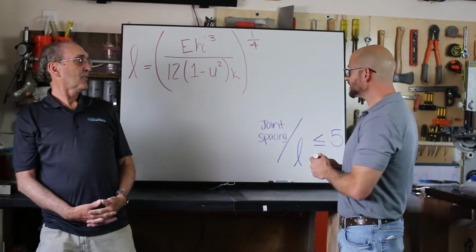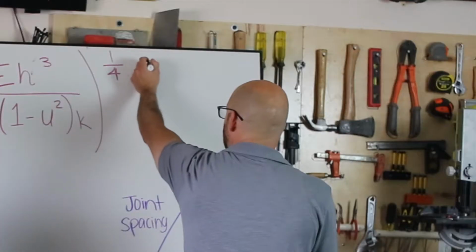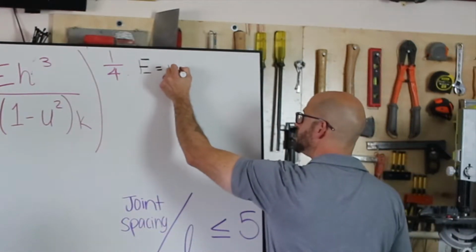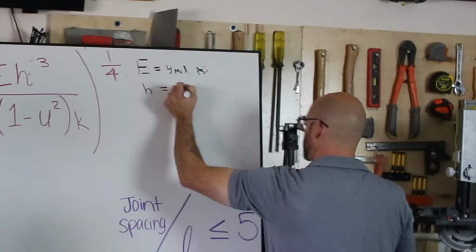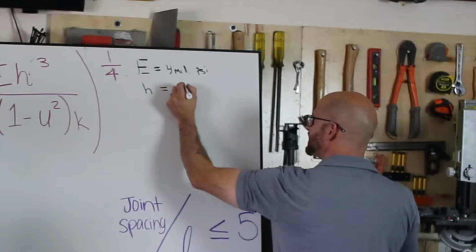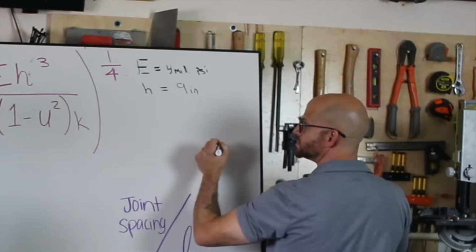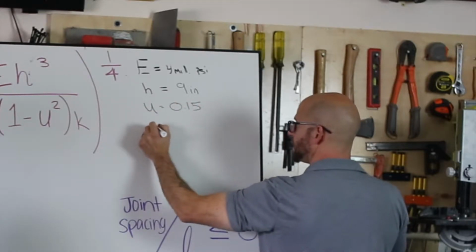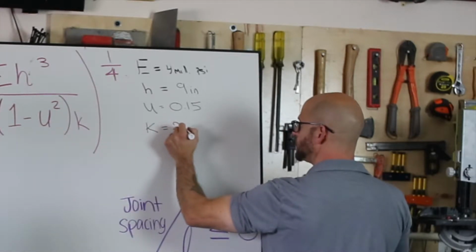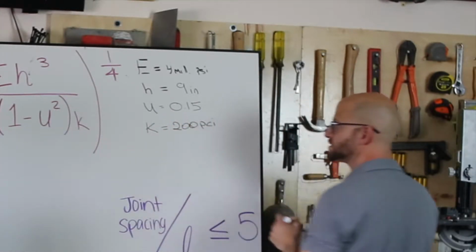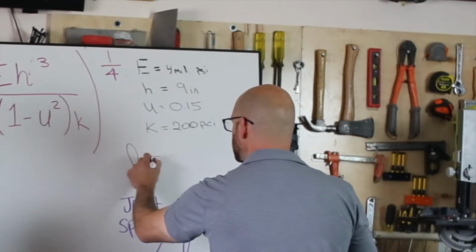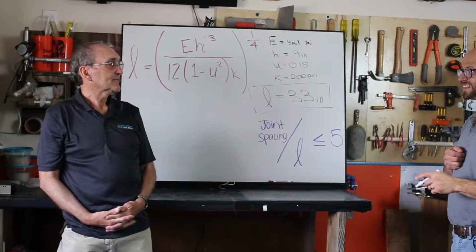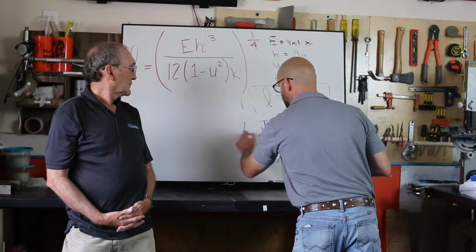To calculate that, here are our values. Our modulus of elasticity for our concrete was 4 million. Our H, the thickness, was 9 inches. Our Poisson's ratio was 0.15. And our K was 200 pounds per cubic inch. What that gave us was an L equal to 33 inches. We take that value and we plug it into this bad boy.